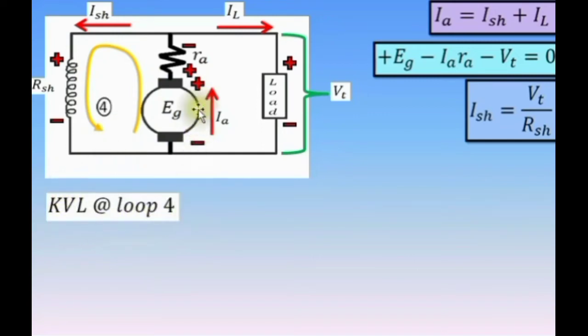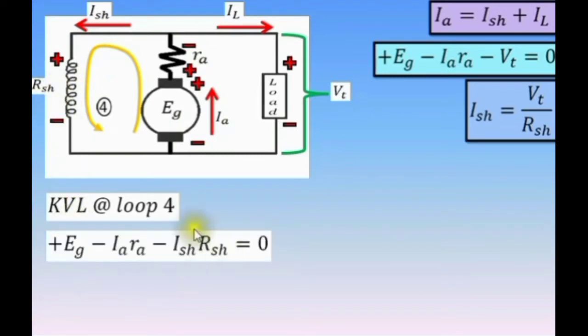First we have positive EG, then negative IA times RA, then minus ISH times RSH. So this is the equation from this loop. Again, that is positive EG minus IA times RA minus ISH times RSH equal to 0.